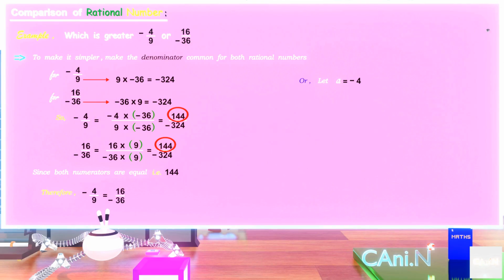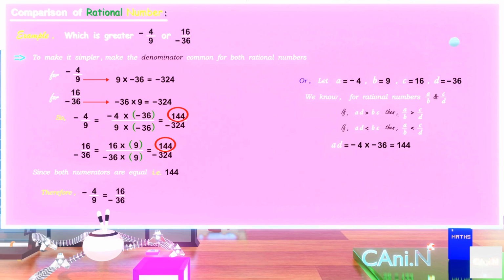Or let a equals minus 4, b equals 9, c equals 16, d equals minus 36. We know ad equals minus 4 into minus 36 equals 144. bc equals 9 into 16 equals 144. So, ad equals bc equals 144. Therefore, minus 4 by 9 equals 16 by minus 36.